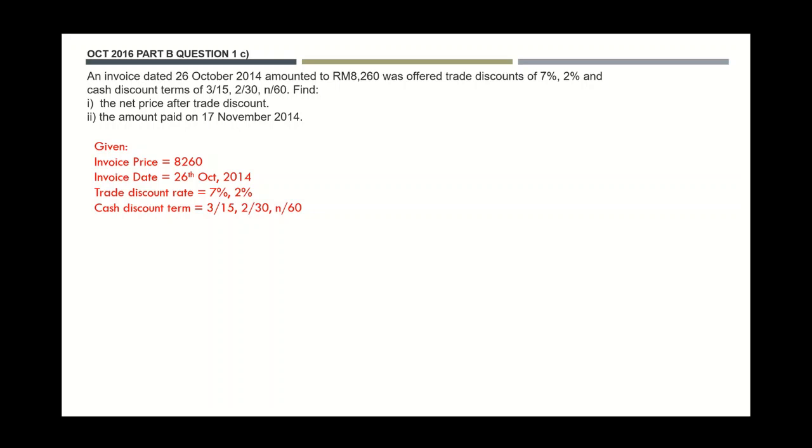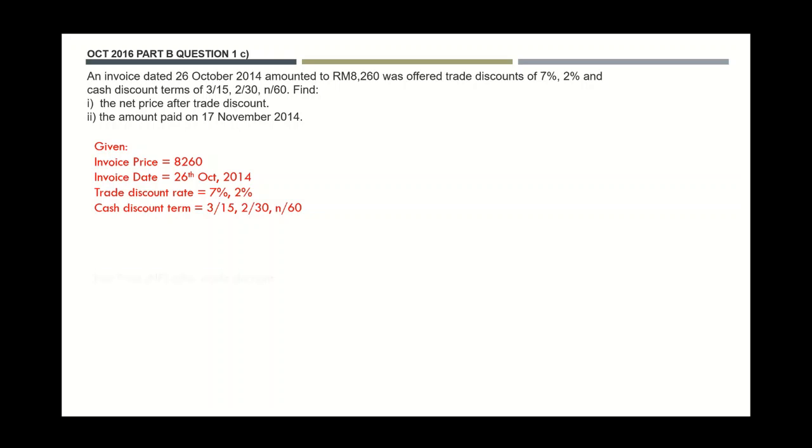Which means that 3% cash discount will be granted if payment is made within the 15 days from the invoice date, and 2% cash discount will be granted if the payment is made between the 16th day until the 30th day of the invoice date, and finally full payment is due within 60 days from the invoice date, and no discount is granted if payment is made after the 30th day. Okay, so those are the given information.